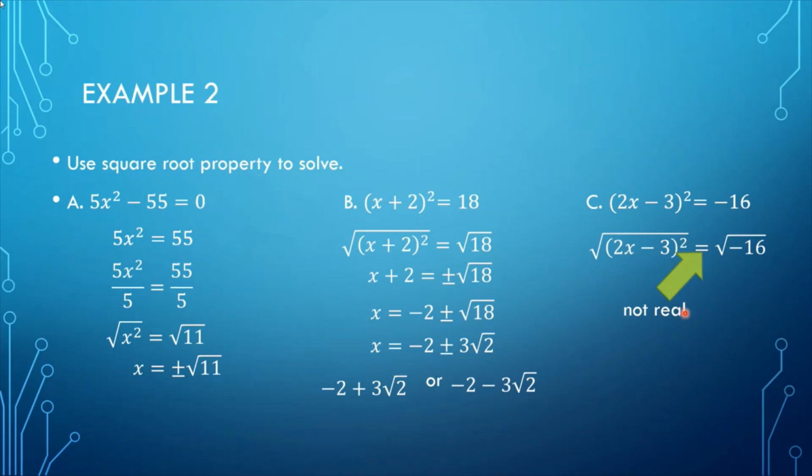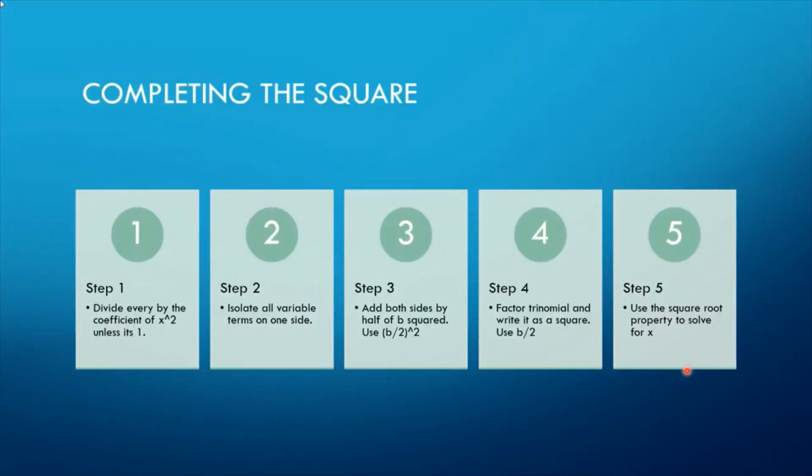But you still need to be able to identify when you don't have a real number. All right, let's look at another method. We're going to be looking at what's called completing the square. This is how it works, and I'll show you the steps.